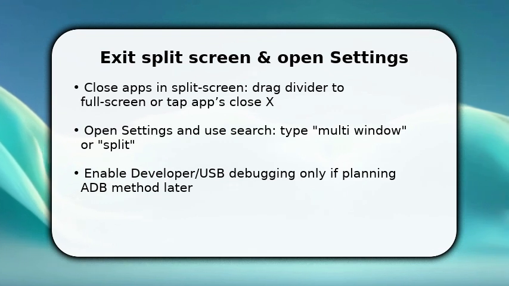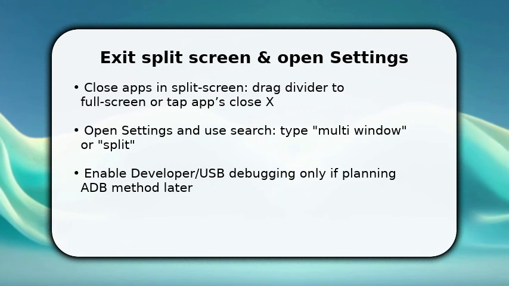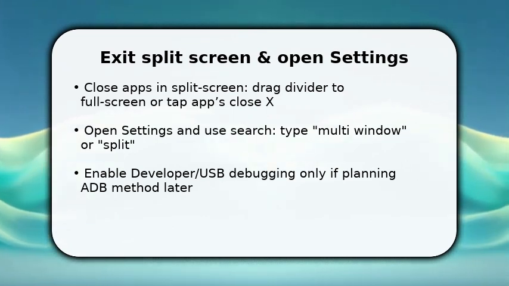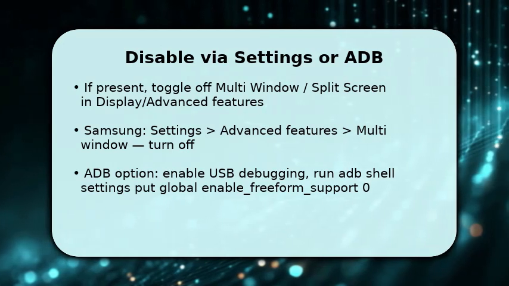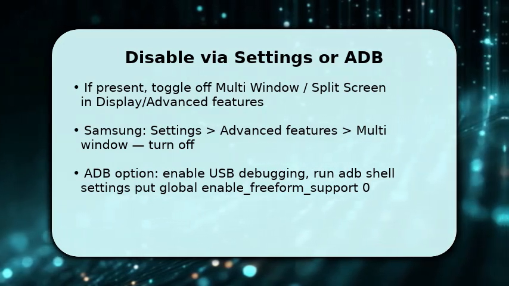Next, toggle the device level switch. Many manufacturers place multi-window under Display or Advanced Features. Turn it off to stop split behavior system-wide. On Samsung phones, go to Settings, Advanced Features, Multi-Window and disable it.